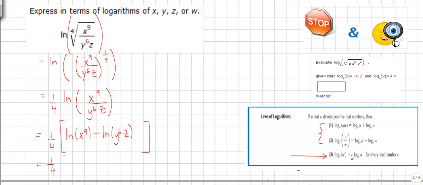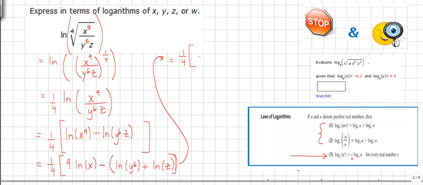And then from there, natural log of x to the ninth would be 9 natural log of x using the third rule, minus more grouping symbols because I've got a product here. And natural log of a product would be natural log plus natural log. So I have lots of stuff going on here. Okay, and I'll move it up here. And then we'd have 1/4 all included in the brackets, 9 natural log of x. You can distribute if you want. If I do distribute the minus, I'm also going to deal with the third rule of logarithms here, which would be 6 natural log of y, and then distributing minus natural log of z.